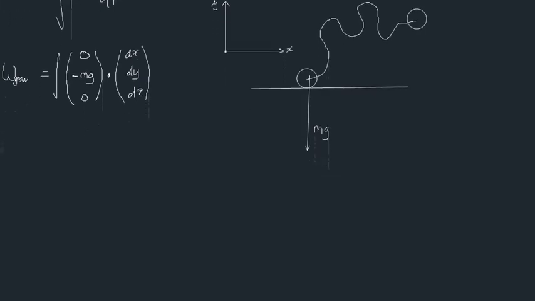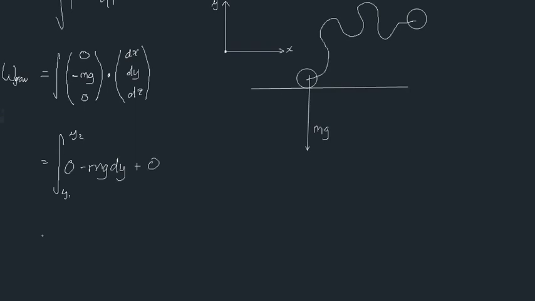Consequently, we can simplify this a little bit more using our definition of the dot product. That simplifies nicely into 0 minus mg dy plus 0. And because this is now just a one-dimensional integral, we can put the limits of integration as y1 to y2. In other words, our starting y position to our final y position.